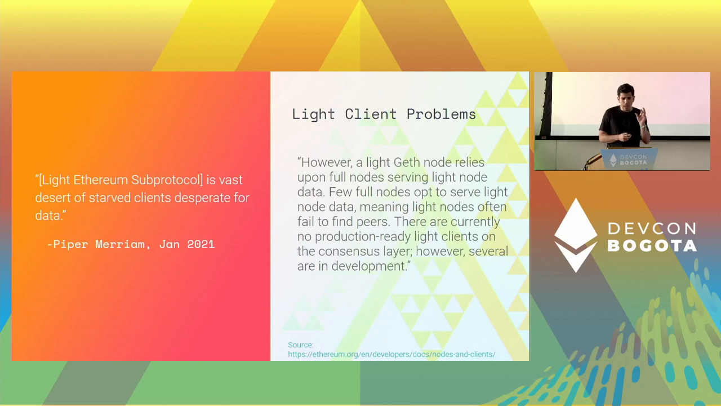But the problem with light clients is that today, at least, light clients rely on altruism from the full nodes in the Ethereum network. If those full nodes decide to support the light client protocol and serve data to these light clients, then it works out great. But the reality is that because of that lack of incentives, as Piper, one of the researchers working on this, noted, the light client protocol in Ethereum is a vast desert of starved clients desperate for data. It's not working.